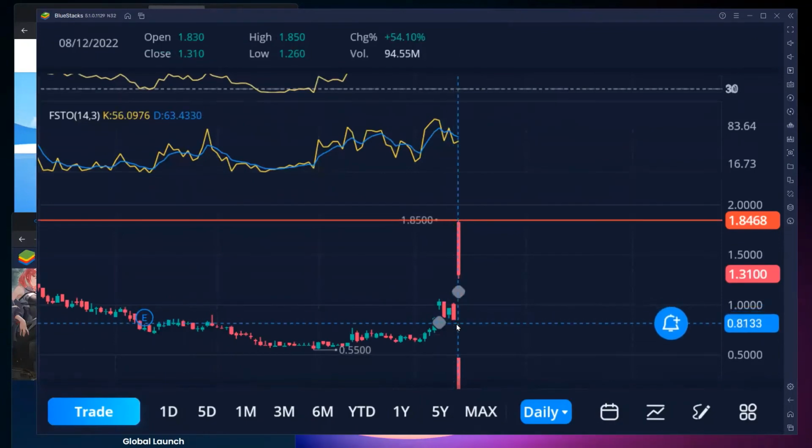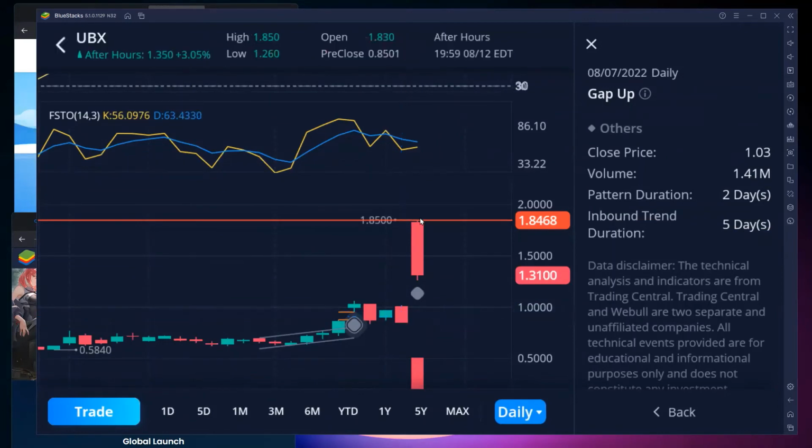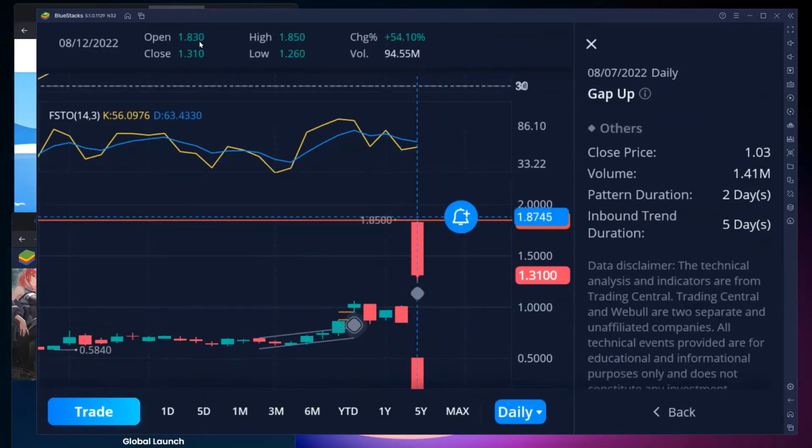Previous day was the closing of what? This is a good example of gap. Previous day was closing off 85 cents. When did he open the next candle? He opened up at 183. That's a huge gap. What did he do throughout the day? He opened at 183, which means he opened up right here, guys.